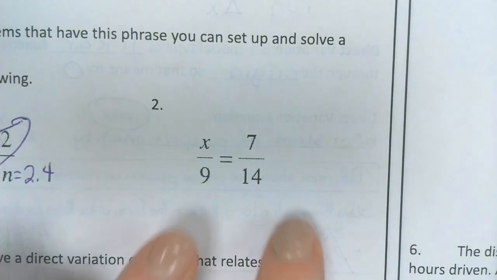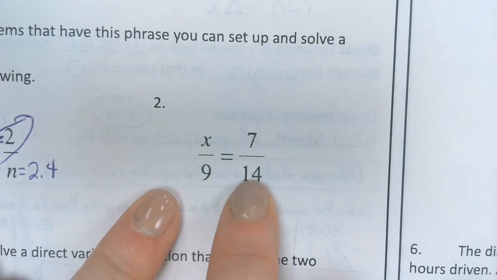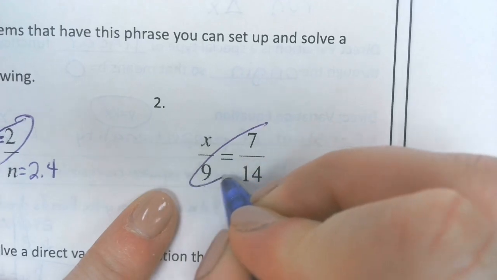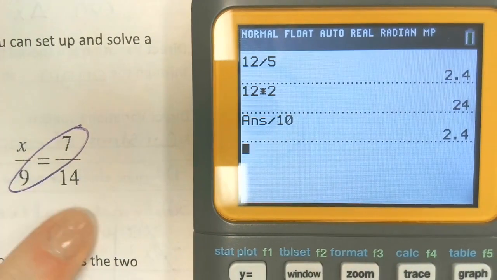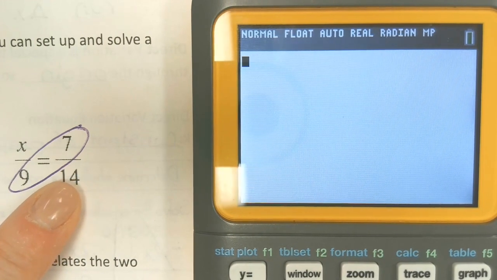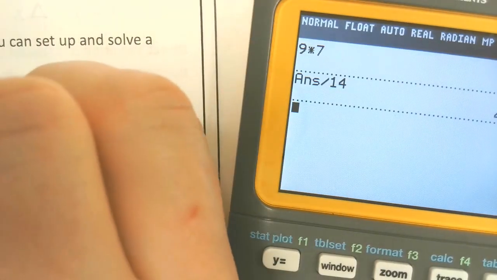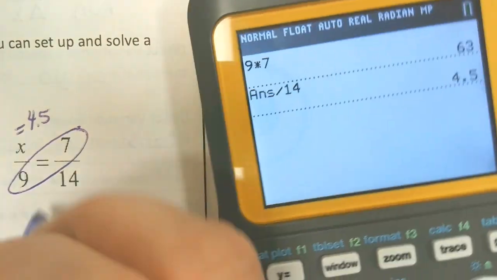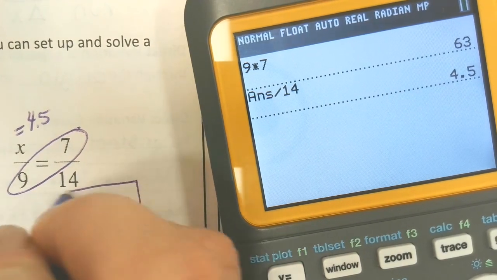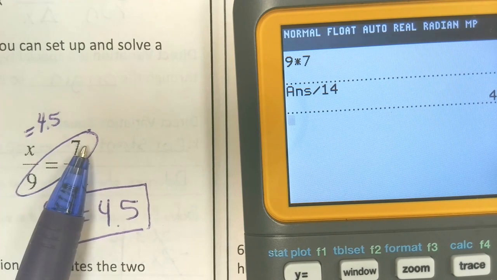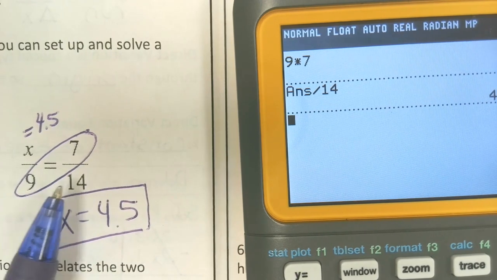Okay, let's look at the other one. If we look here, 9 times what is going to give us 14? It's not an easy number. So we can use the cross multiply and divide. I'm going to cross multiply the two numbers I see and then divide by the other one. So 9 times 7, then divide that by 14. So x equals 4.5. So if you see that the ratio is easy, do it. If it's not easy, then you cross multiply the two numbers you see and divide by the other number, the third number.